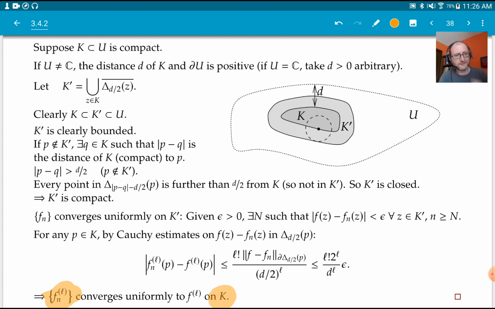So notice how this proof works. You start with a K. You have to enlarge it a bit. You use the uniform convergence on this enlarged set, but then basically you can write down the derivatives as an integral of these fn's. It's all Cauchy's formula. It's the Cauchy formula for the derivatives.